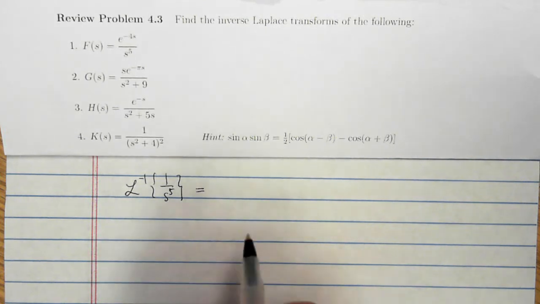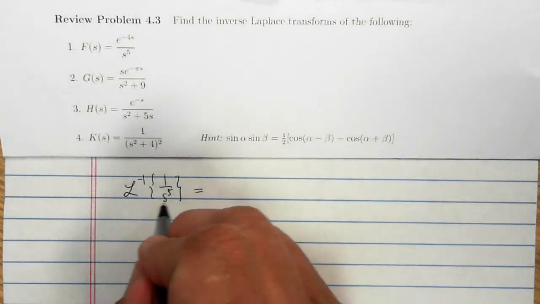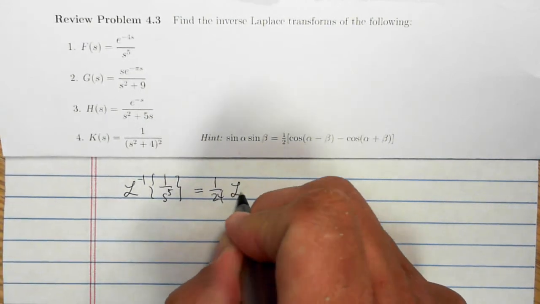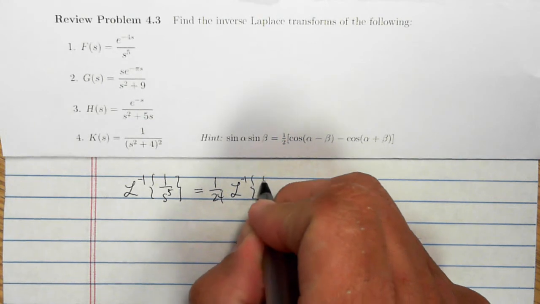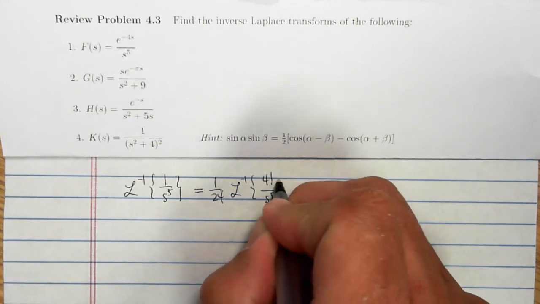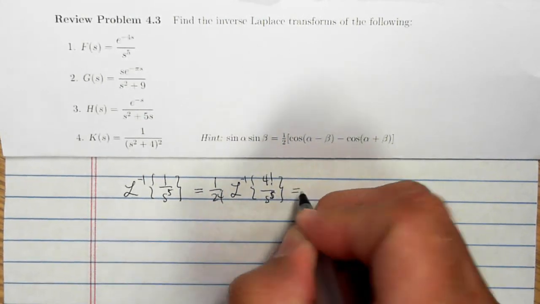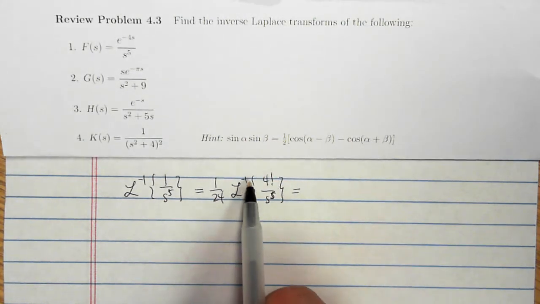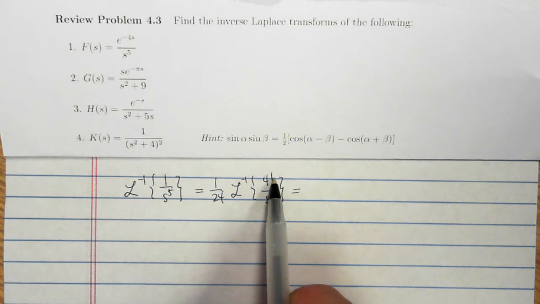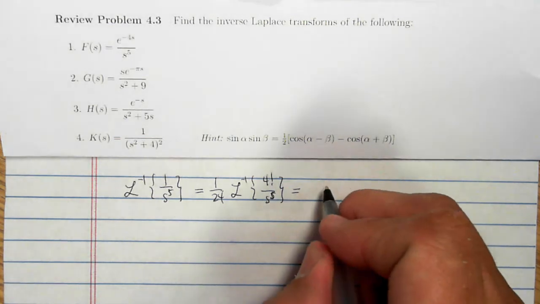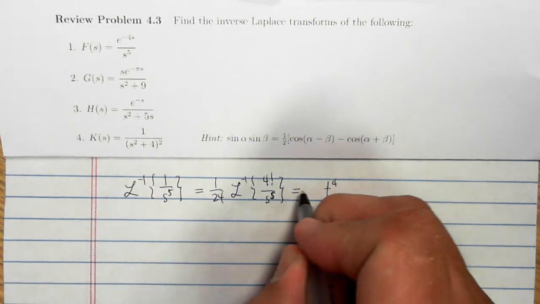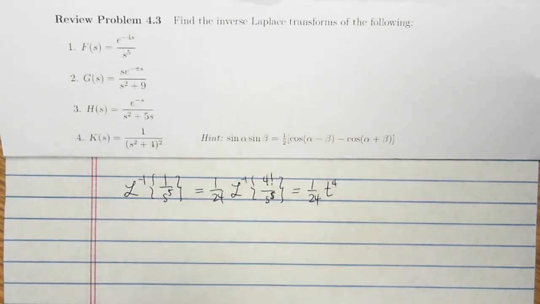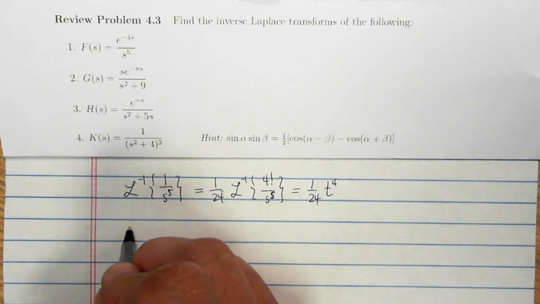If I do that, then I know that the inverse Laplace transform of this is going to be 1 over 24 times the inverse Laplace transform of 4 factorial over s to the fifth. And from the table, I know that the inverse Laplace transform of 4 factorial over s to the fifth is t to the fourth. And so the inverse Laplace transform of 1 over s to the fifth will therefore be 1/24 t to the fourth.